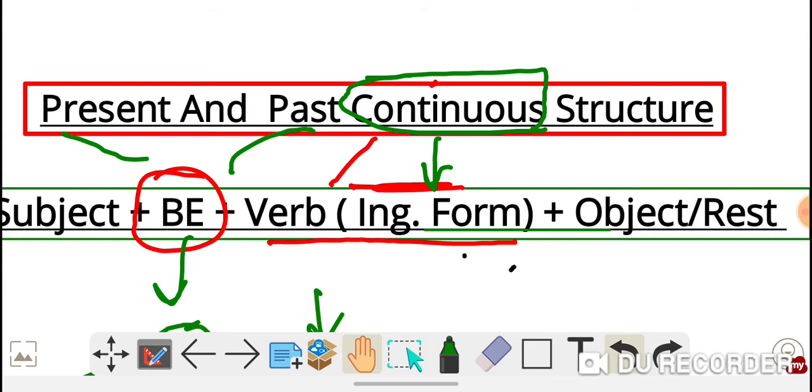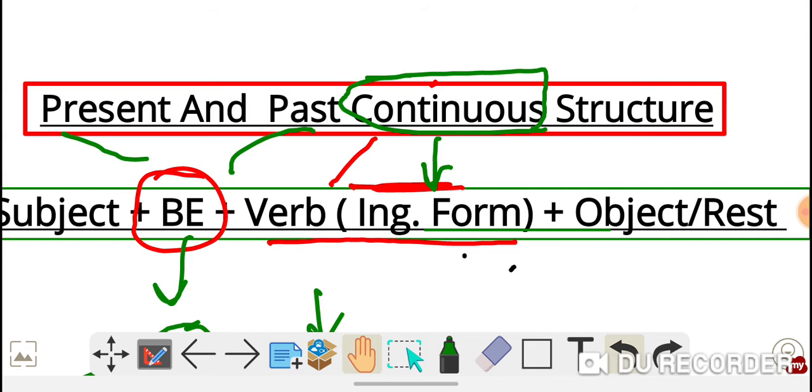Perfect and perfect continuous, I will discuss in my next video. Today I will concentrate on continuous tense. So what is the structure of continuous tense?